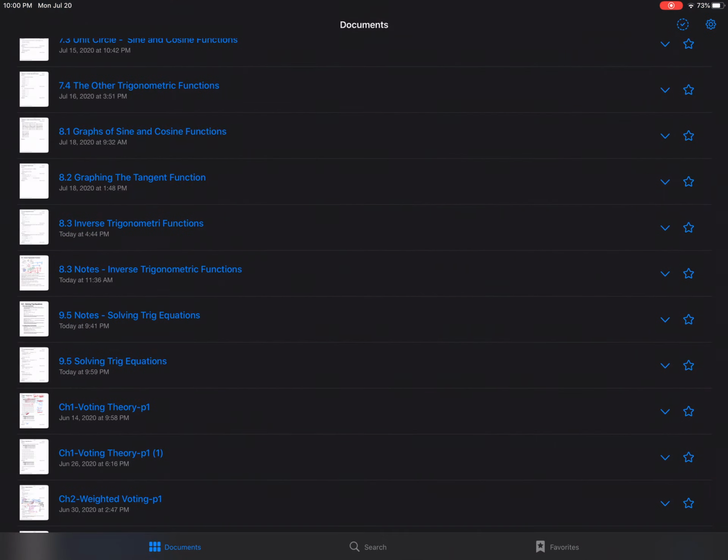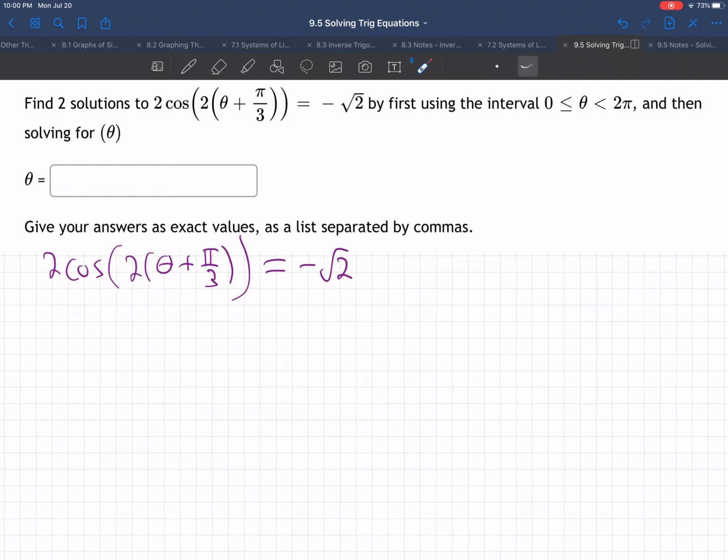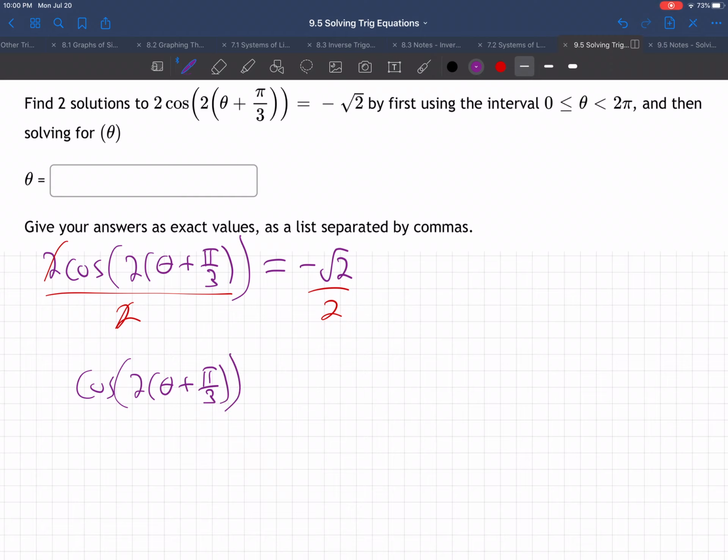Okay. Get it alone. So, get what alone? The cosine. Get the cosine alone. So our first step is to divide by the 2. So we have cosine of 2 times theta plus pi over 3 equals negative root 2 over 2. So we got the cosine alone, meaning we got rid of what was in front of it.